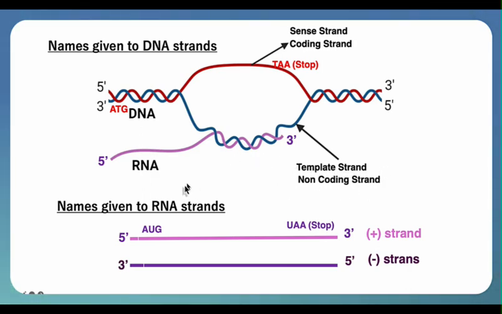Here are the names given to the RNA strands. This strand is normal messenger RNA. It has AUG initiation and UAA termination codons. The mRNA strand with the amino acid sequence information is called the plus strand. In contrast, an RNA strand that has a complementary sequence to the plus strand is called a minus strand.